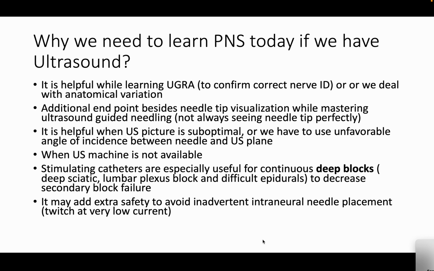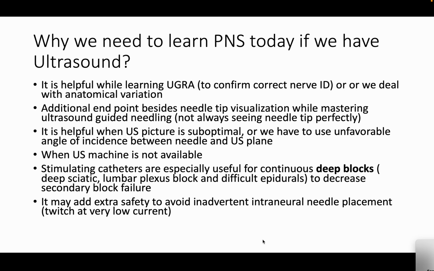So why do we need to learn PNS today if we have ultrasound? And there are several reasons. First, it's very helpful while learning ultrasound guided regional anesthesia to confirm correct nerve ID. So when you see some kind of white blob on the screen and you're still learning and you don't know is it a nerve or some connective tissue bundle or tendon, you can try to twitch it. It's an additional point beside needle tip visualization while mastering ultrasound guided needling. So while you're learning, unfortunately, you're not always seeing the needle tip perfectly. So seeing a twitch means that okay, you're not seeing the tip and the tip is already touching the nerve.